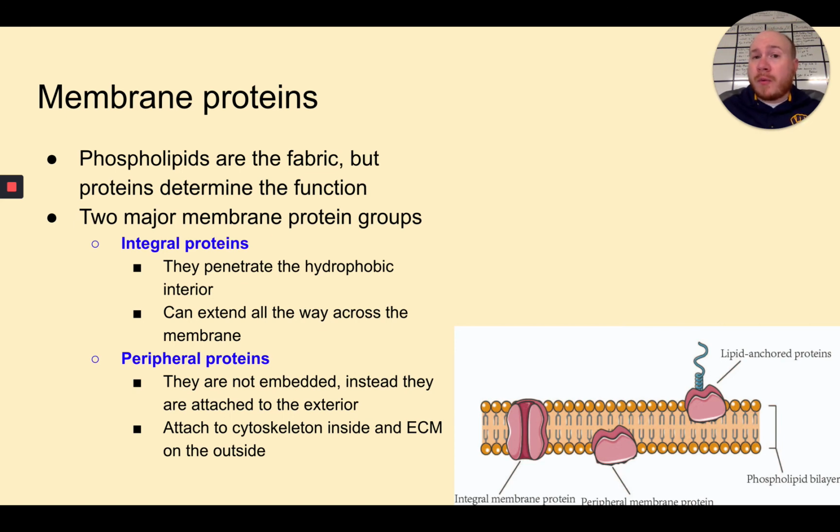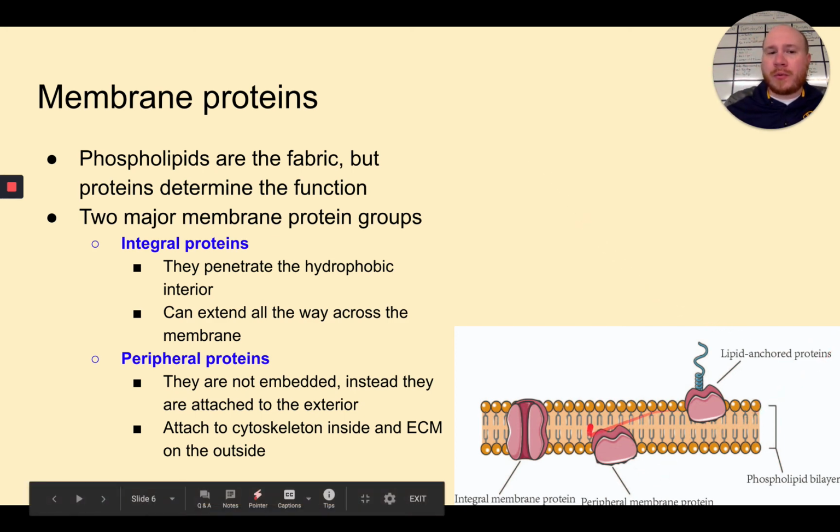There are two major membrane protein types. There are the integral proteins. They penetrate the hydrophobic interior, so they actually go through the hydrophobic stuff. They can extend all the way through the membrane, or they might just be partially through it. So sometimes we see one that's integral, but it isn't all the way through. It only goes halfway through.